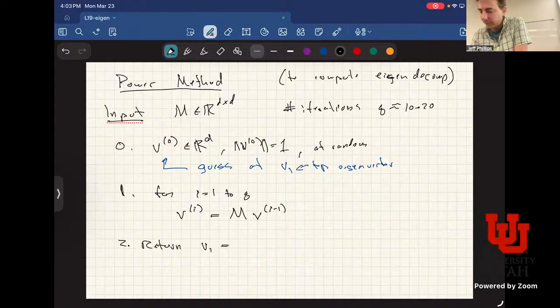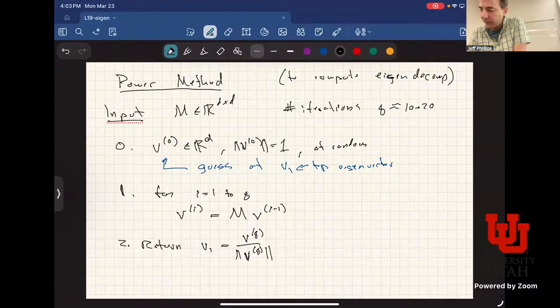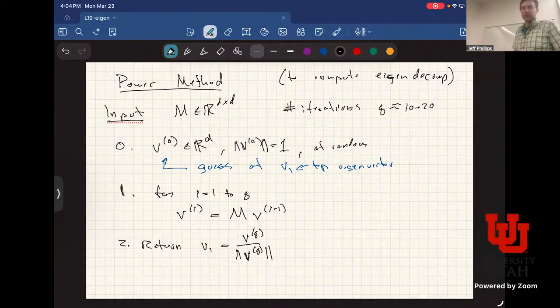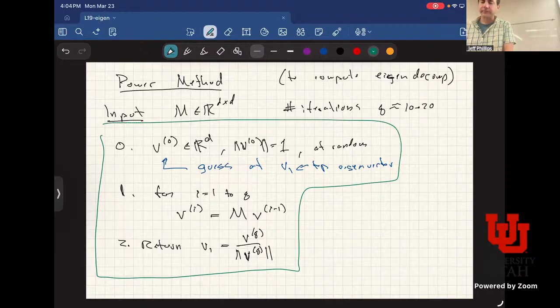V1 is going to be VQ after Q steps, and I make sure to normalize it, because it may not be normalized at the end, so I do just a normalization. And this will be the first eigenvector. Okay, so this is the whole algorithm; it gives me the first eigenvector.